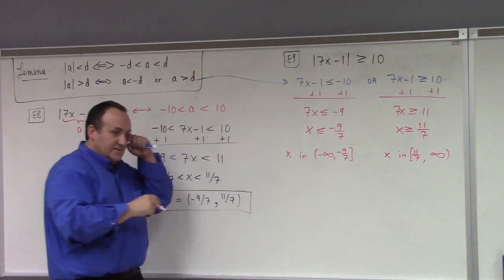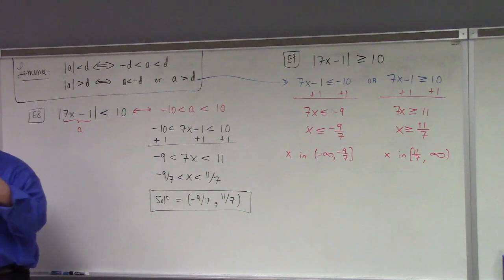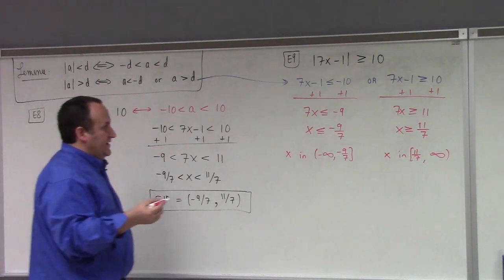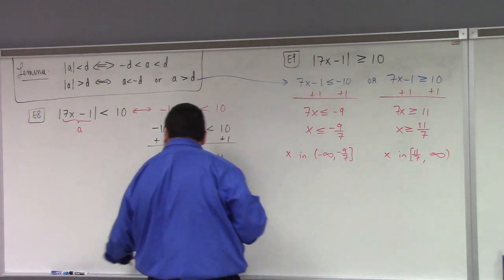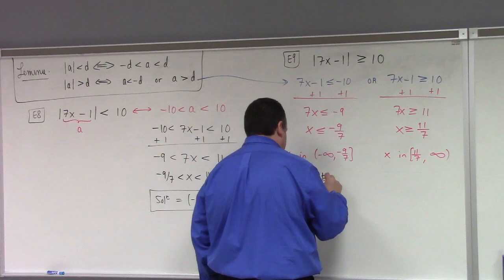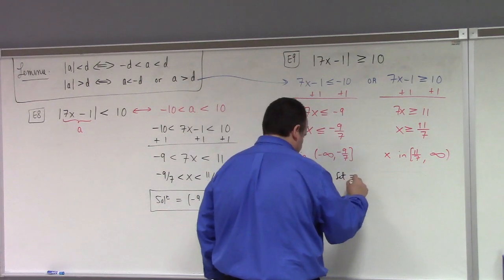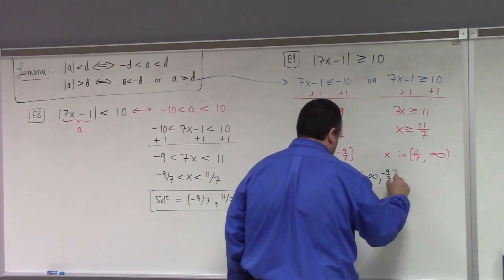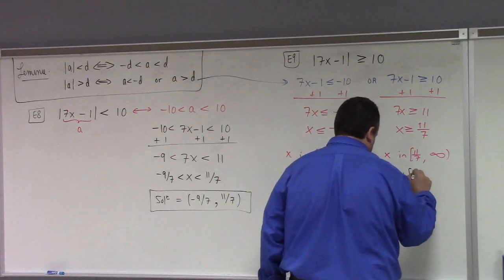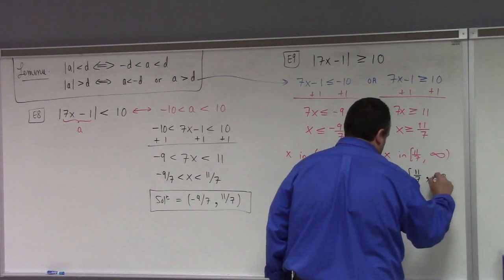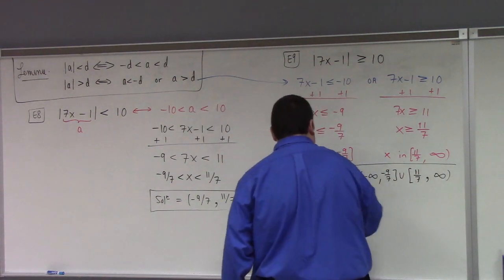These two cases are disjoint. There's no commonality between them. They're separate. It's a solution in this case, for example 9. The solution set is minus infinity to minus 9 sevenths included, unioned with 11 sevenths included, that's the square bracket, to infinity. And there you go, that's the solution set in this case.